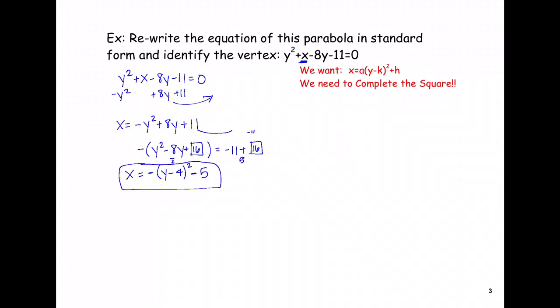We now know that our center is at (h, k), so our center would be at negative 5, comma 4.